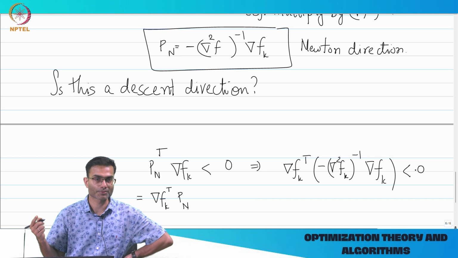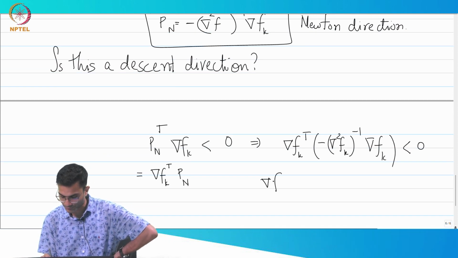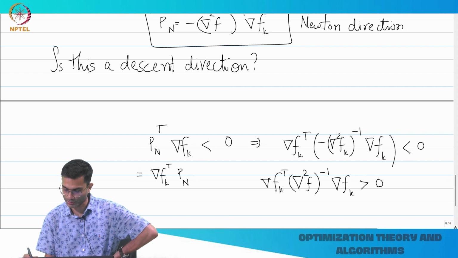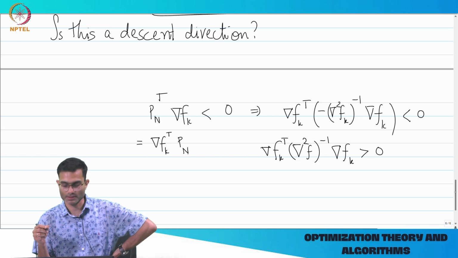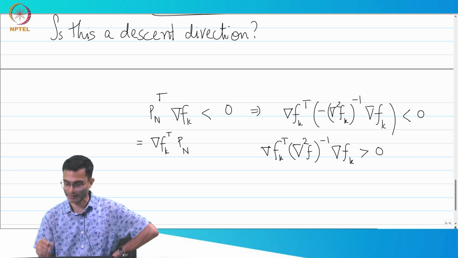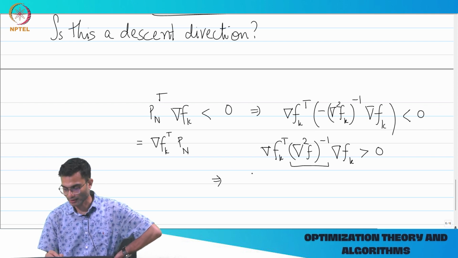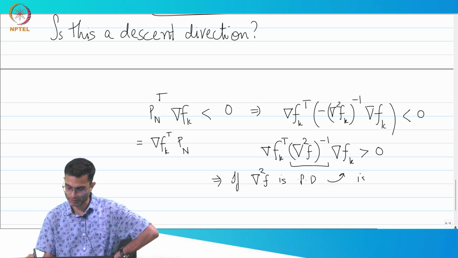The inequality flips, right? Most common source of silly mistakes. So I have grad fk transpose (grad squared f) inverse grad fk greater than 0. What does this look like? This is of course a quadratic form in grad fk, but does this look like a familiar condition? Right, this implies, so if del squared f is positive definite, it is true.